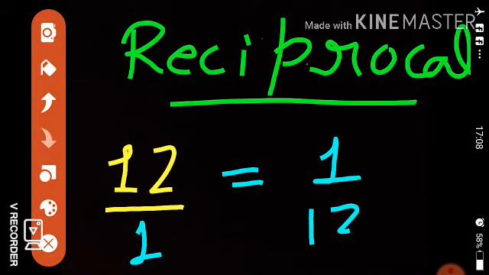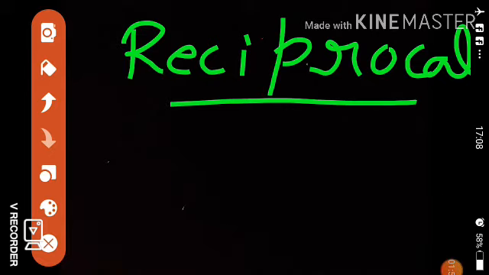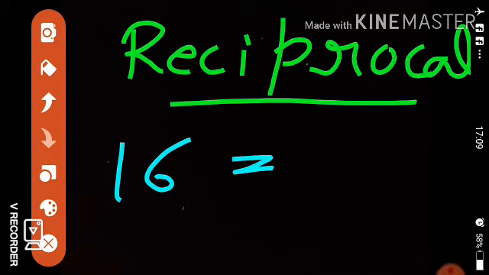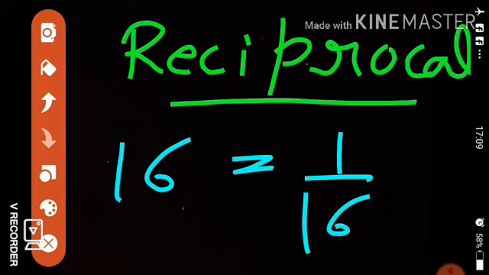So answer is 1 upon 12. Similarly, now if any number is given, say 16, so you can write the answer as 1 upon 16. Okay, similarly if we have any number 20, so reciprocal is 1 upon 20.